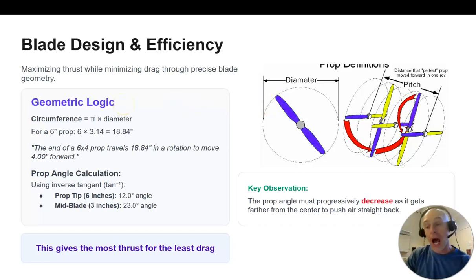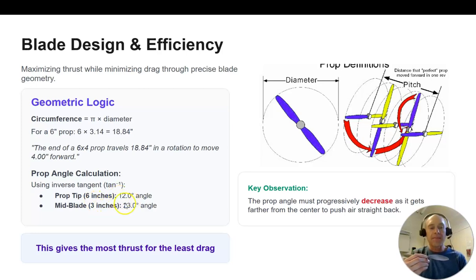So let's look at the geometry of the propeller blade. The circumference equals pi times d. So for a 6-inch prop, which this is exactly a 6-inch prop right here, it's 6 times 3.14. So the distance that this blade travels around is 18.84 inches. And that makes it move forward 4 inches if it's a 6x4. So if we look at the tip of the propeller blade, this tip right here at the edge, in order to make that happen, the angle for that is exactly 12 degrees.